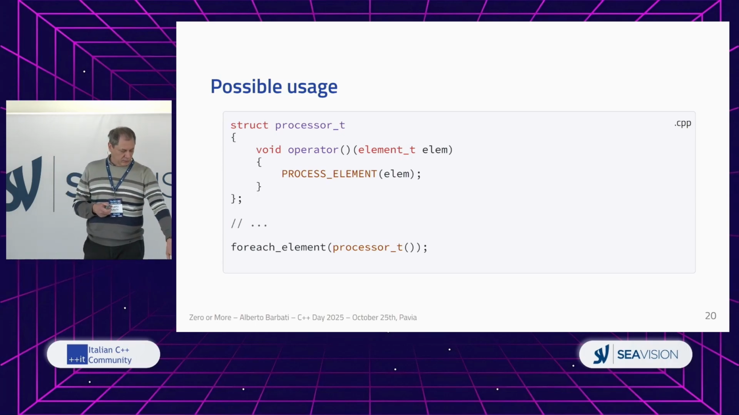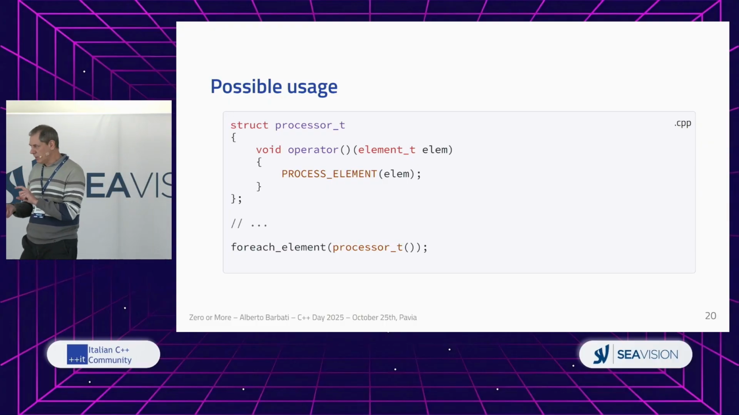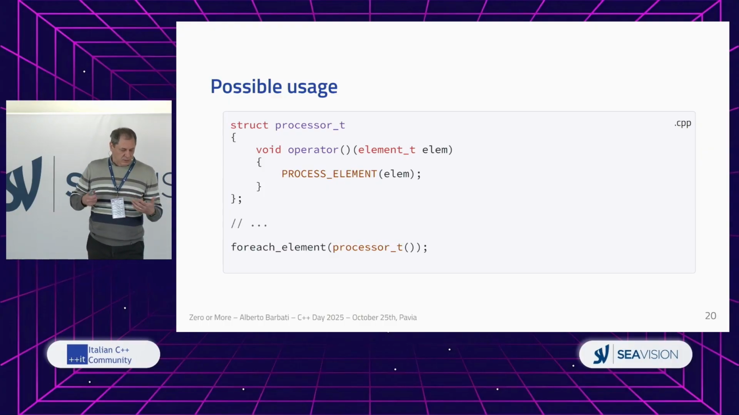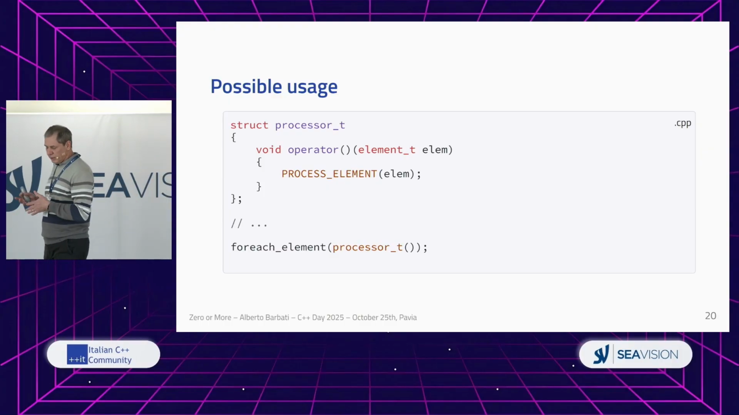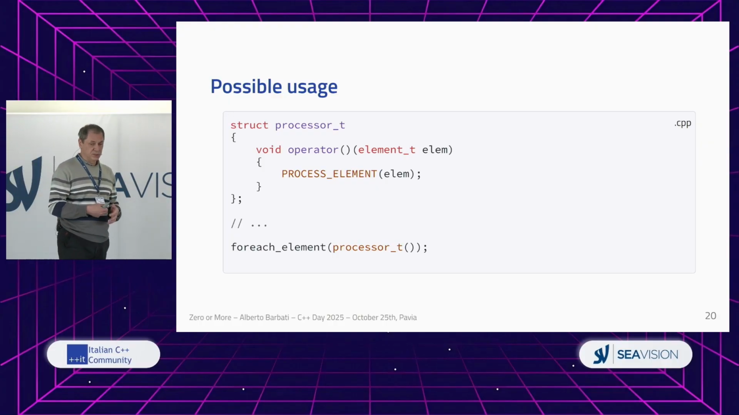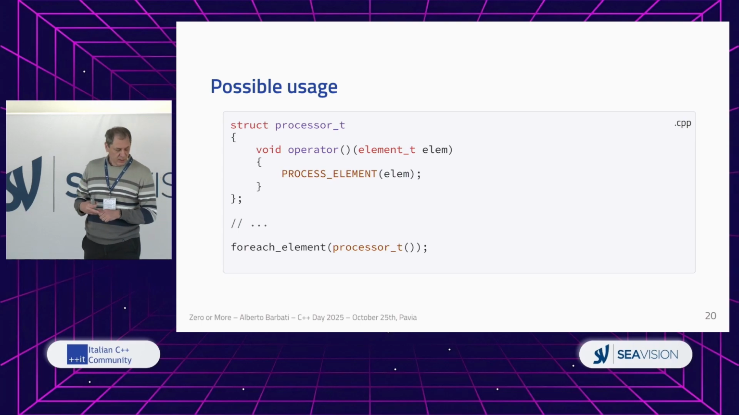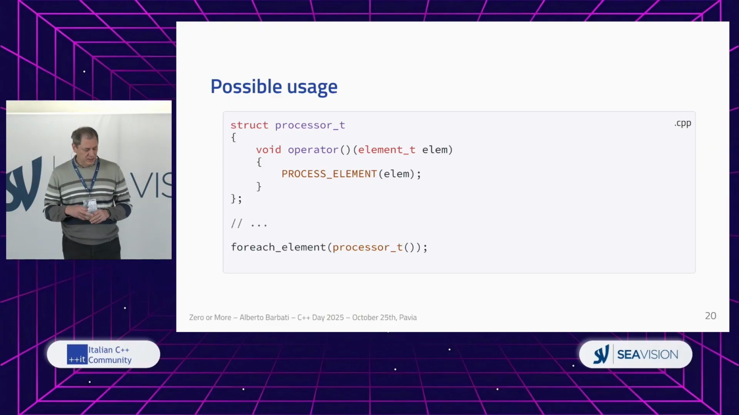The caller is changed because you have to pass an object. So it's an instance of processor T, not the function itself. The advantages here with respect to C are that it's clear how to pass context to the process function, and that is something that wasn't easy to achieve in C90.